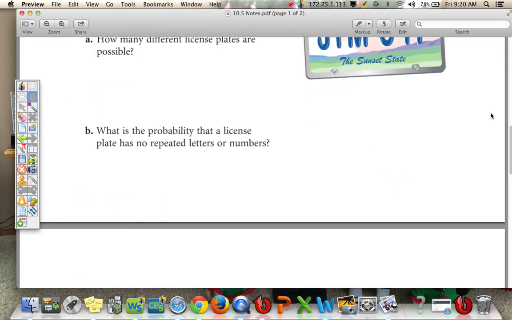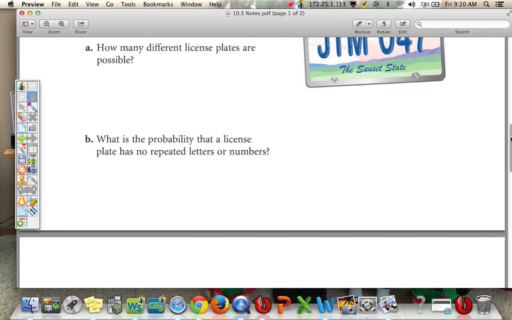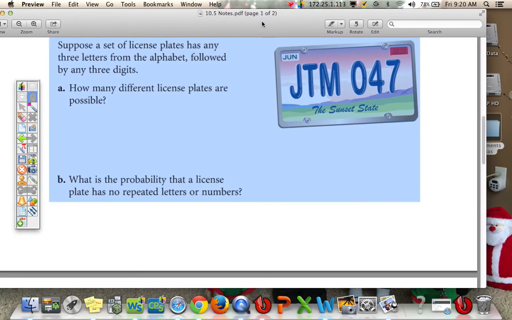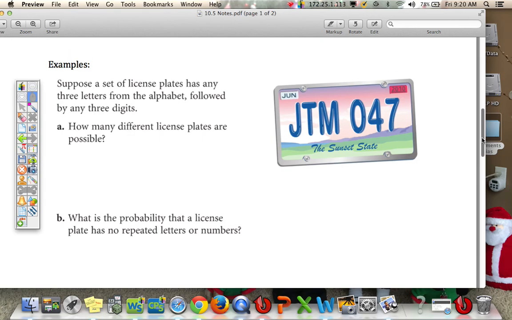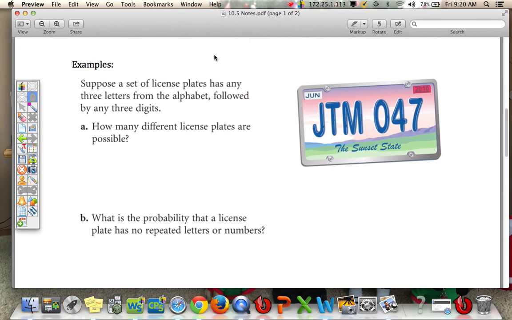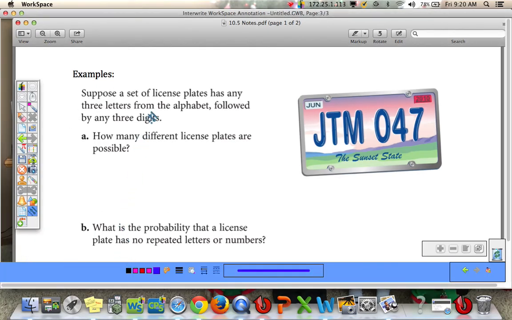Suppose a license plate has any 3 letters from the alphabet followed by any 3 digits. How many different license plates are possible? I'm very visual so for these I like to draw lines. So we have 3 letters from the alphabet, and we have 3 digits, 3 single digits. So here are the different options here.